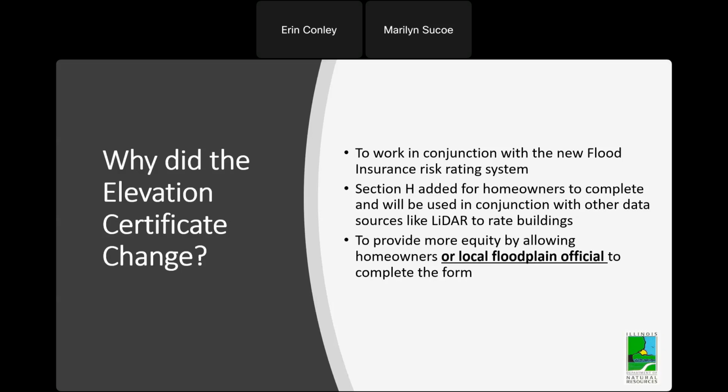And I don't know why my screen is so strange. I apologize. My two screens are not working together.